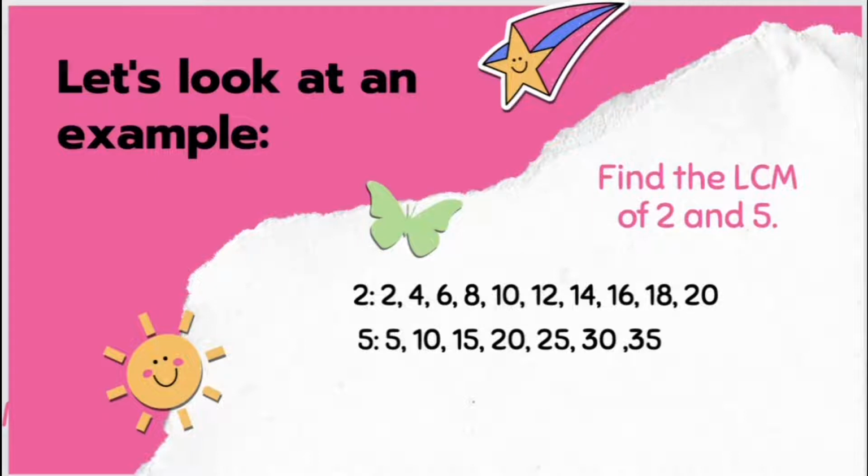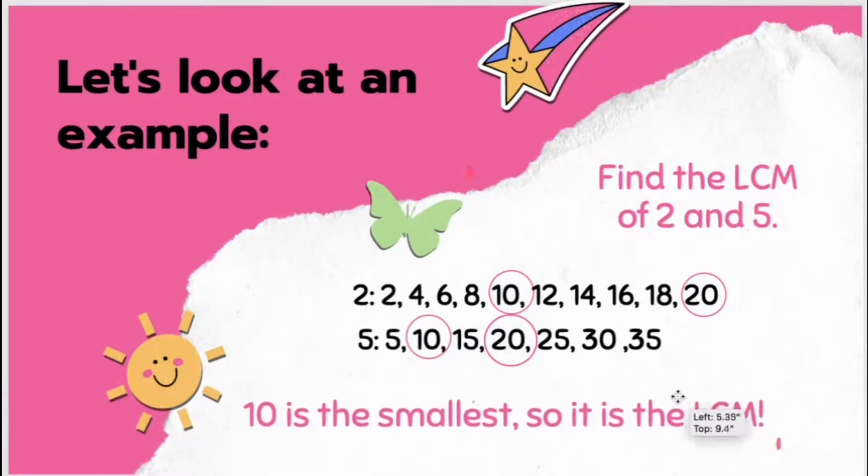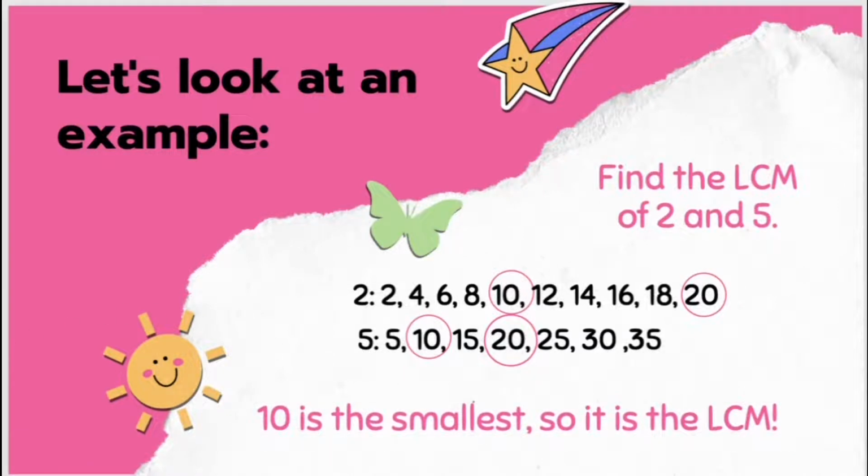Now's the fun part. Let's circle the numbers in both that match. So in 2 and 5, I have a 10 in the 2's and a 10 on my 5's. Next, I have a 20 in both. So I'm also going to circle the 20. Those are my common multiples so far on my list. And remember, I'm trying to find the least common multiple, which means the smallest multiple they have in common. And what's the least common multiple? 10 is the smallest, so it's the least common multiple.